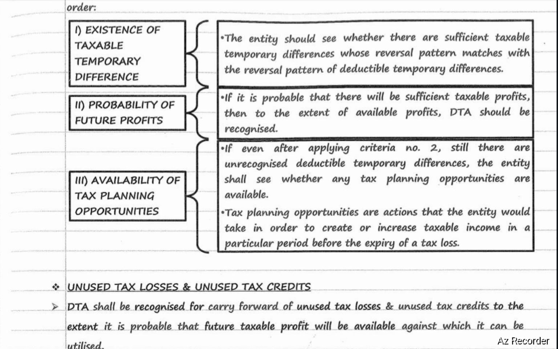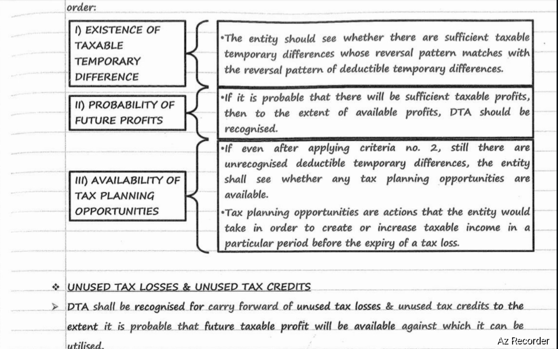Second, probability of future profits. If it is probable that there will be sufficient taxable profits, then to the extent of available profits, DTA should be recognized. Third one, availability of tax planning opportunities. If even after applying criteria number 2, still there are unrecognized deductible temporary differences, the entity shall see whether any tax planning opportunities are available.